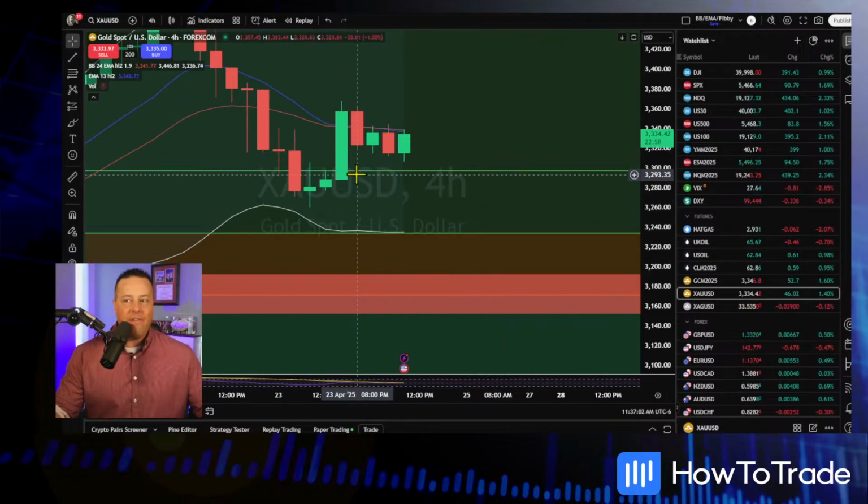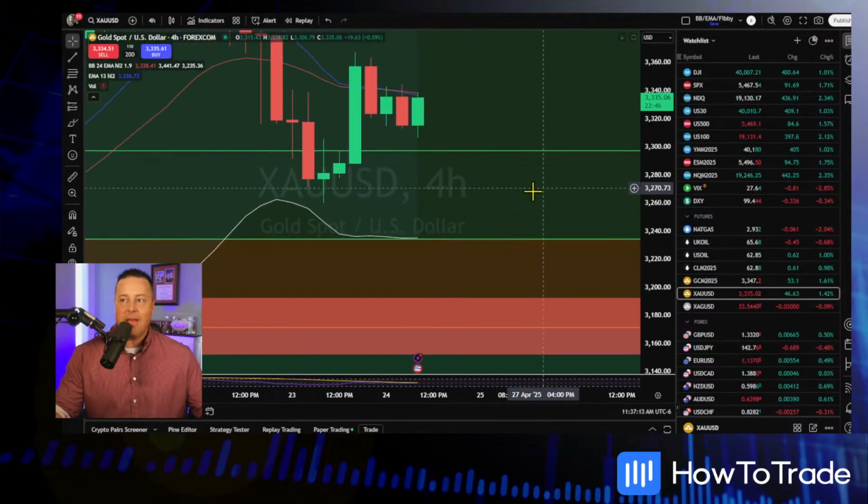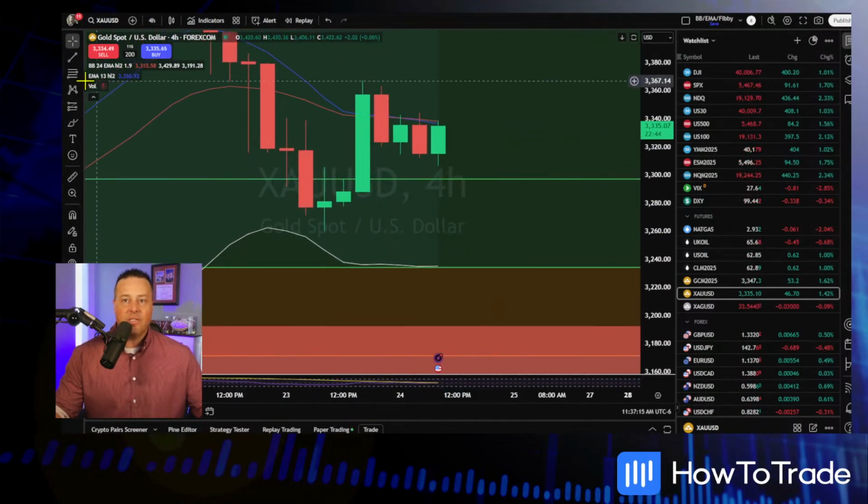All right, what do we have here? Got sort of a doji, and then we got a nice big break, and we've been trading sideways. So we've still got our 38% level back in play. That area right around 3,300 is back in play. So what I want to see right now is if we can get a little bit of convergence.